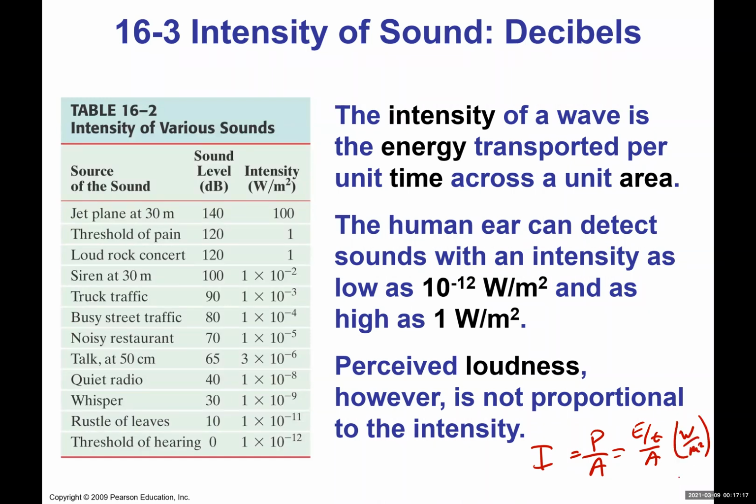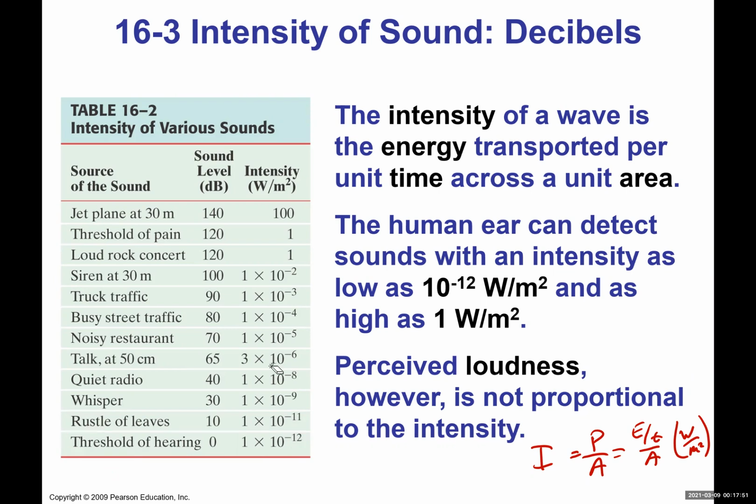That's for the intensity. And one thing we can do when we talk about sound is express the intensity of a sound in terms of some kind of reference intensity. The reference intensity is what we call the threshold of hearing, the lowest one over here, and that is 1 times 10 to the negative 12. Think of it this way: that is the faintest sound we can hear. So we take that as a reference.